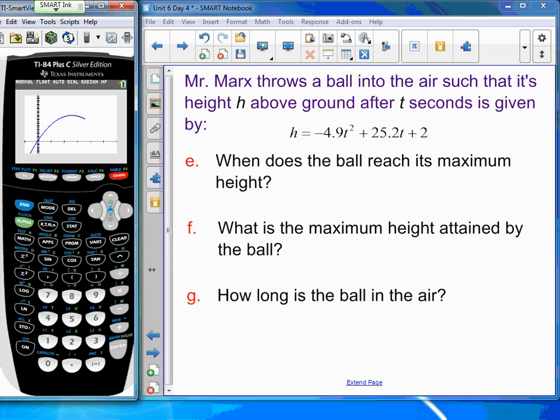I can always go back and manually adjust it. Am I able to see the path of the ball? Yeah, I think that's an okay window. So I'm going to keep that as my window.